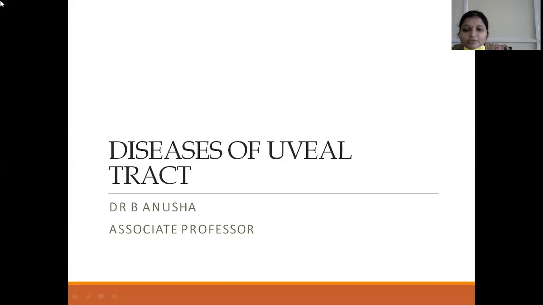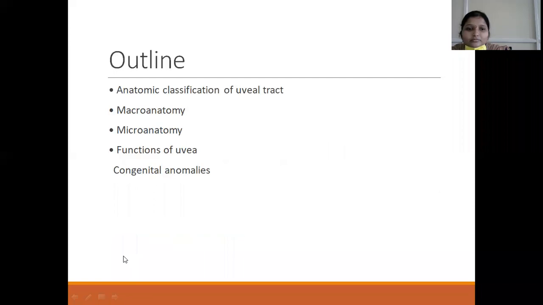So first, before going to the uveal tract, in this class today we'll have details of the anatomical classification of the uveal tract, the macroanatomy and microanatomy of the uveal tract, and also the various functions of the uveal tract and the congenital anomalies in the uveal tract.